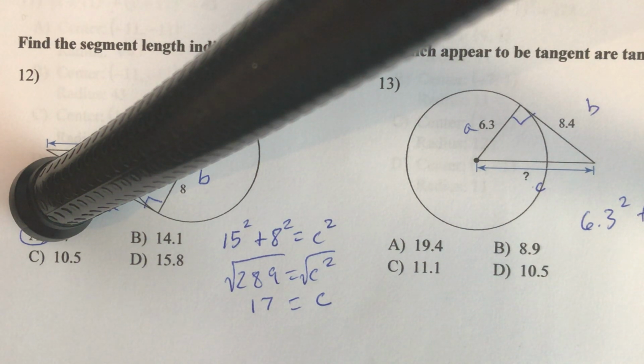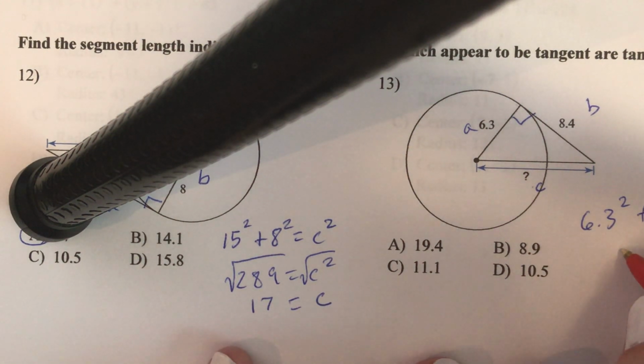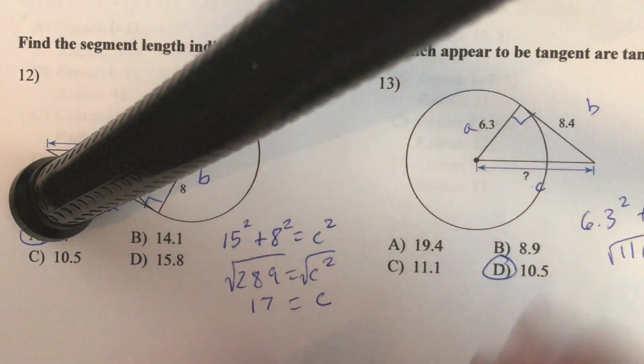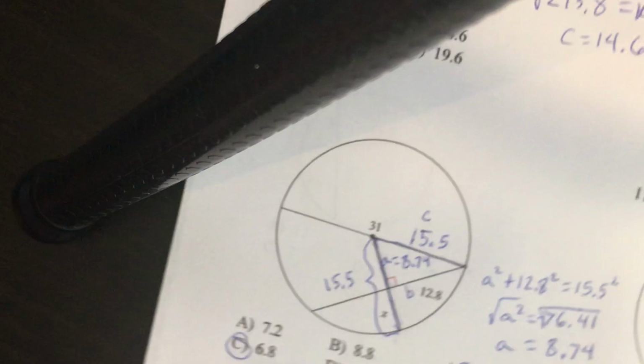Okay, and so when I put that on a calculator, I got 110.25 equals C squared, and then I'll take the square root of either side, and that is 10.5 equals C. So 10.5 is D. So that's how you do that page.